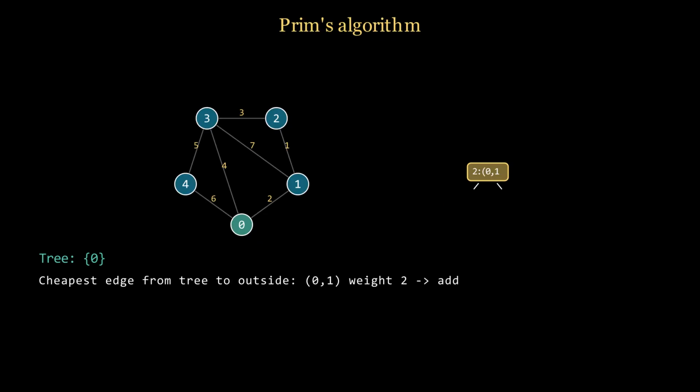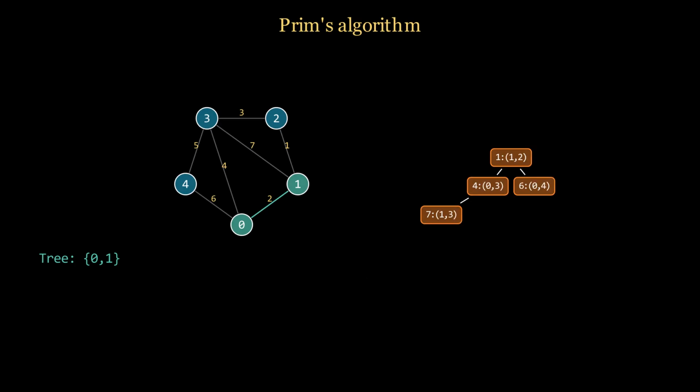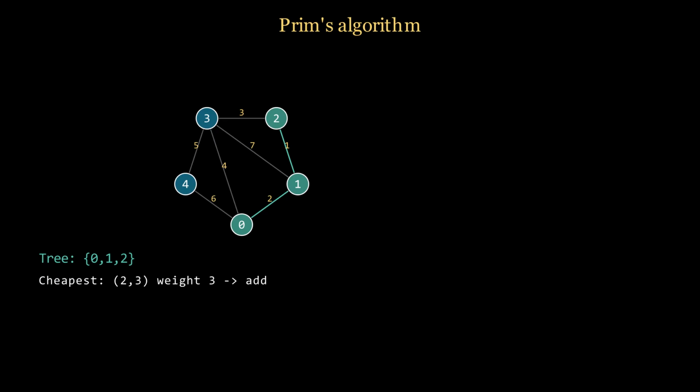The cheapest edge from the tree to the outside is 0-1 with weight 2. We add it. Now the cheapest from the tree to the outside is 1-2 with weight 1. Add it. Cheapest is 2-3 with weight 3. Add it.